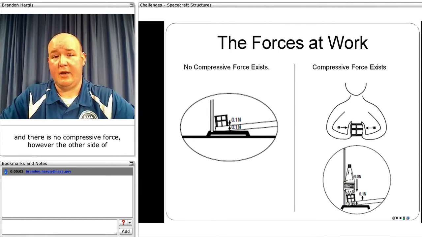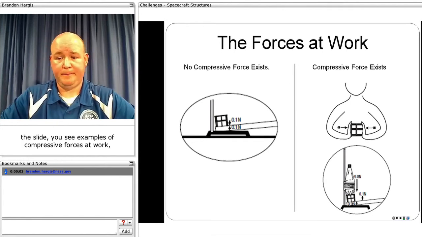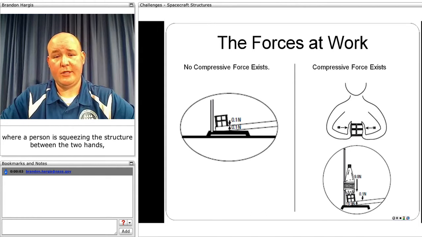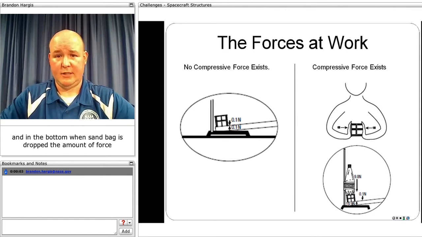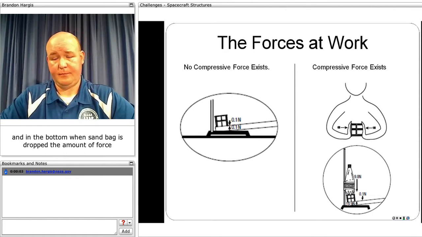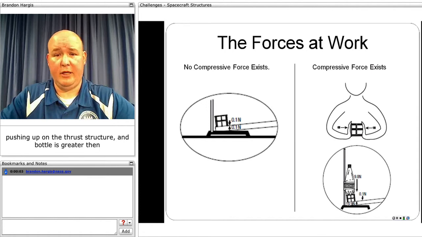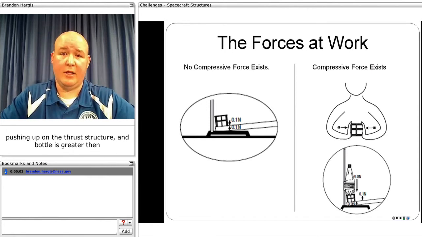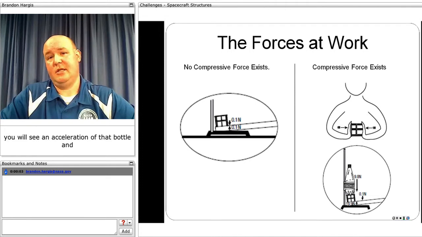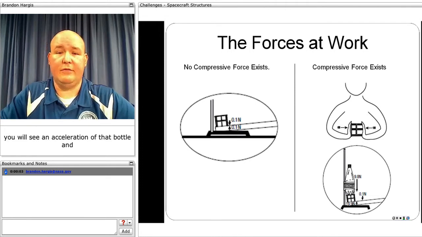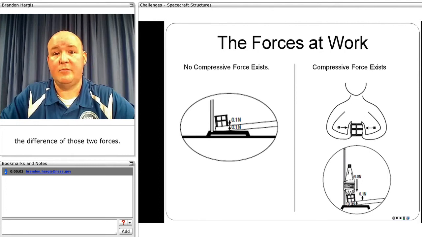However, on the other side of the slide you see examples of compressive forces at work where a person is squeezing the thrust structure between their two hands, and in the bottom when a sandbag is dropped, the amount of force pushing up on the thrust structure in the bottle is greater than the amount of force pulling them down, and in that case you will see an acceleration of that bottle and the difference of those two forces. In this case it's 0.1 newtons.